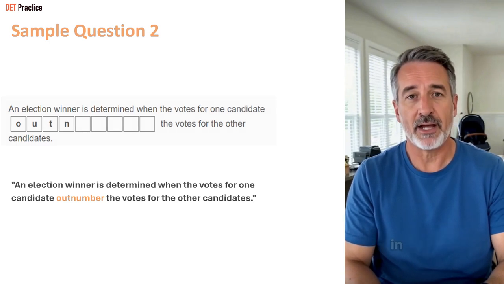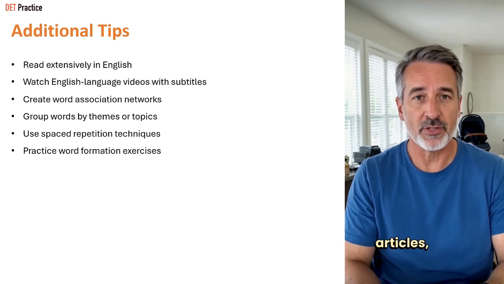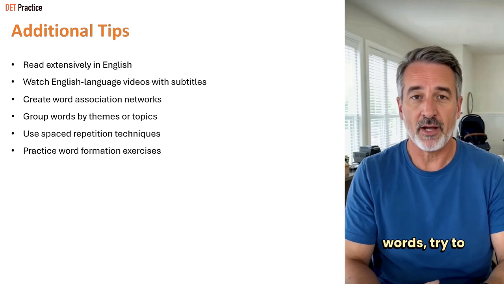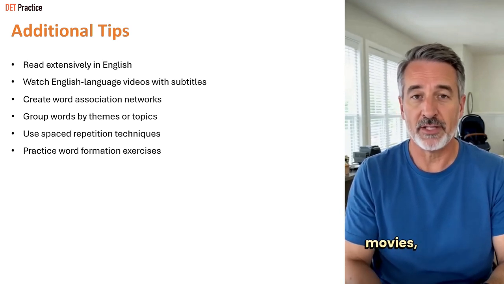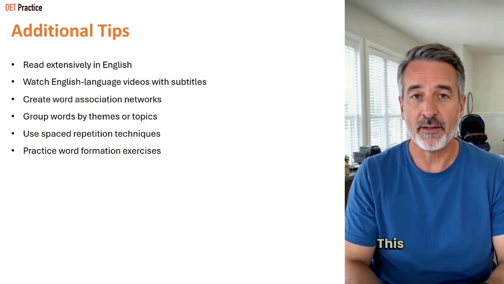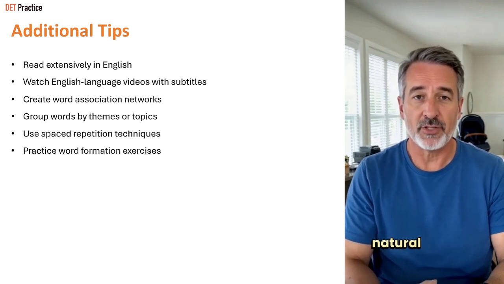Read extensively in English: novels, newspapers, academic articles, blogs. Everything helps. When you encounter new words, try to understand them from context before looking them up. Watch English language movies, TV shows, and YouTube videos with English subtitles. This helps you connect written words with their pronunciation and usage in natural speech.